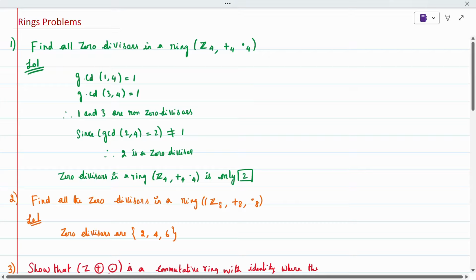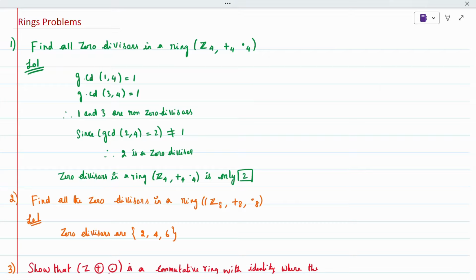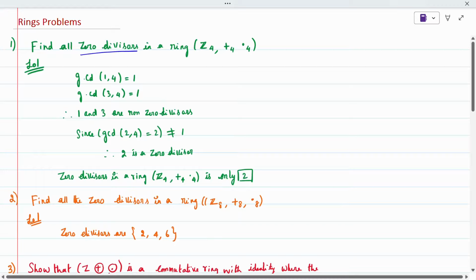Hi all, today's topic is rings, the corresponding problems. The first question: find all zero divisors in the ring Z4 with plus operation and dot operation. If it is asked, zero divisor means, how do we find it? Here it is 4.